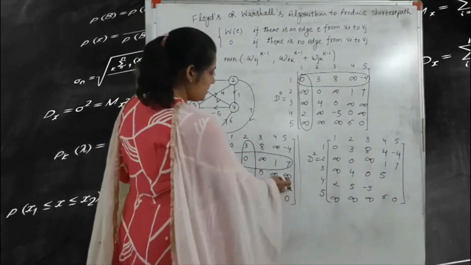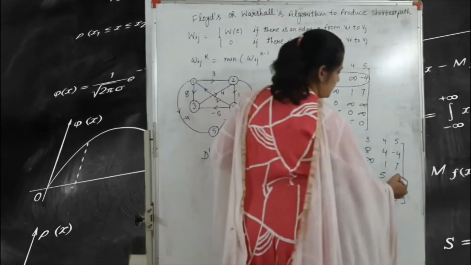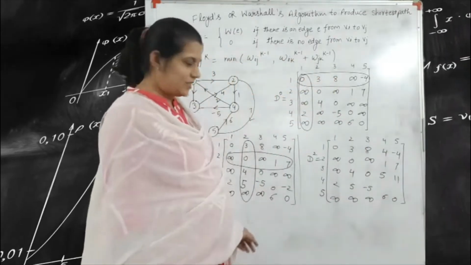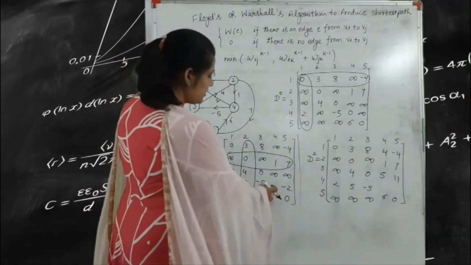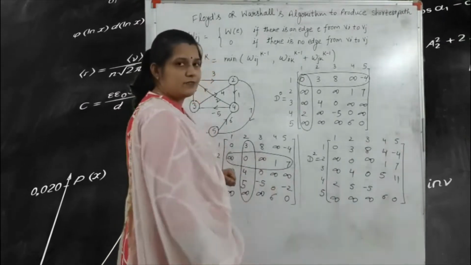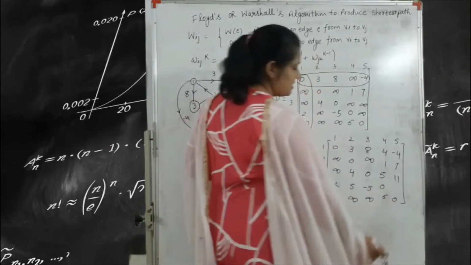Okay, next one is again infinite. So 4 and 7. 7 plus 4 is equal to 11. Okay, next one is this value 0. So according to this 0, 5 plus 1 is 6. So 5 plus 1 is 6, which is greater than 0. So we write here 0 as it is.